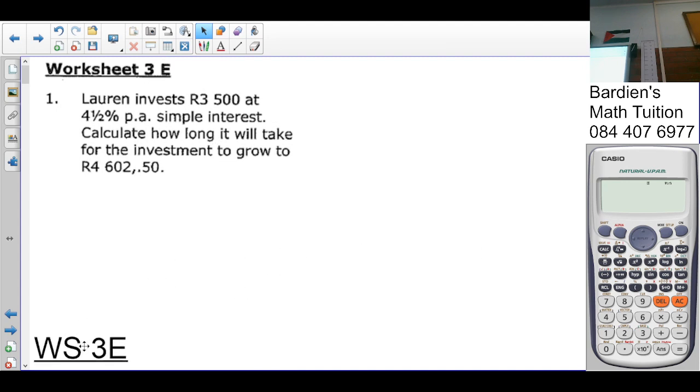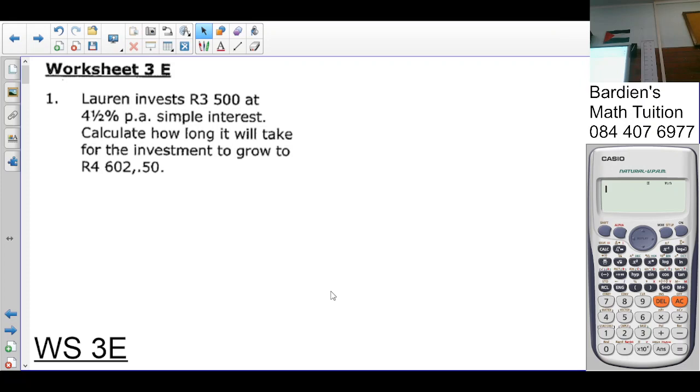So here we are told to invest 3,500 rand at 4.5% per annum simple interest. Calculate how long it will take for the investment to grow to 4,602 rand and 50 cents. So what are we actually calculating? They're asking you to calculate how long it will take. So they're asking you to calculate the time.